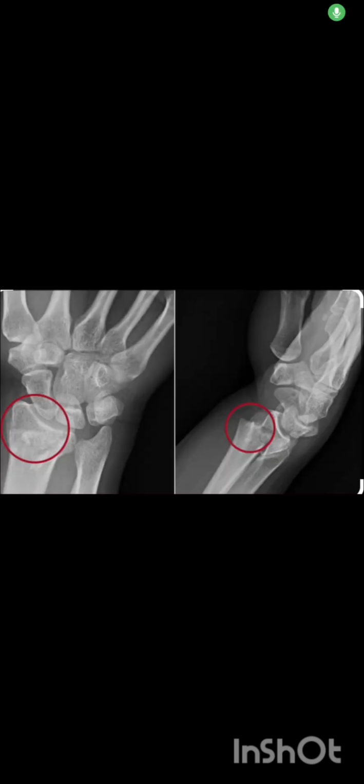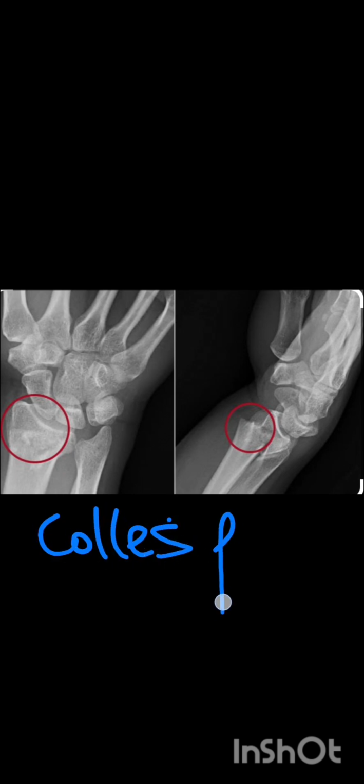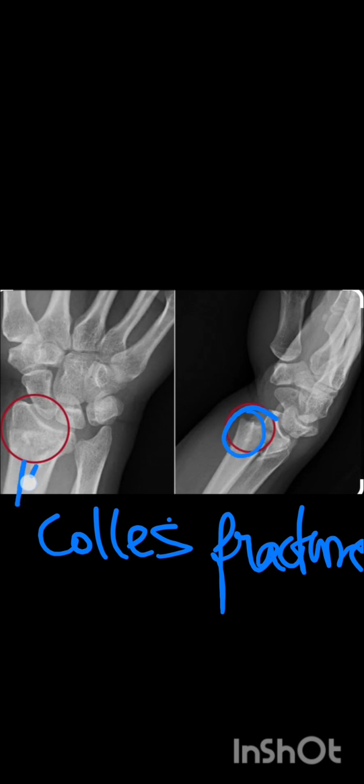Coming to the clinical aspects of the wrist joint, first is the Colles fracture. This occurs due to a fracture in the distal end of the radius. This is the radius bone, this is the ulnar bone, and these are the wrist joint bones. There is a fracture in the distal part of the radius bone, which is referred to as Colles fracture.